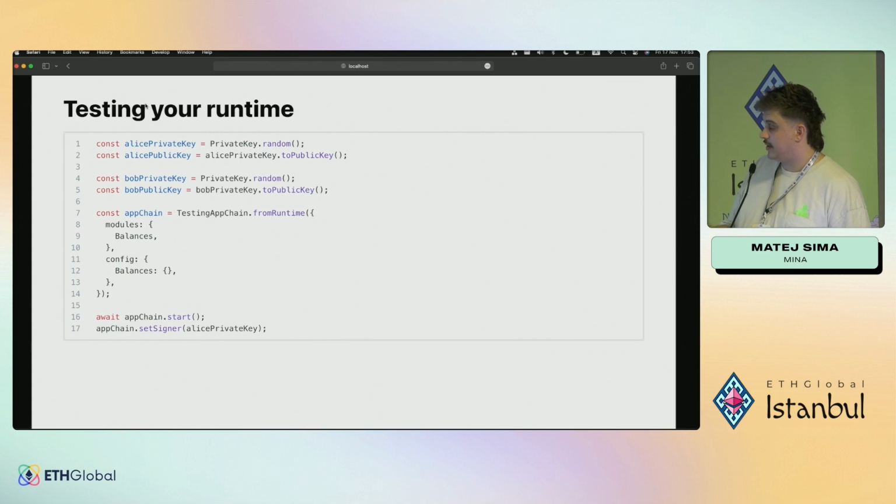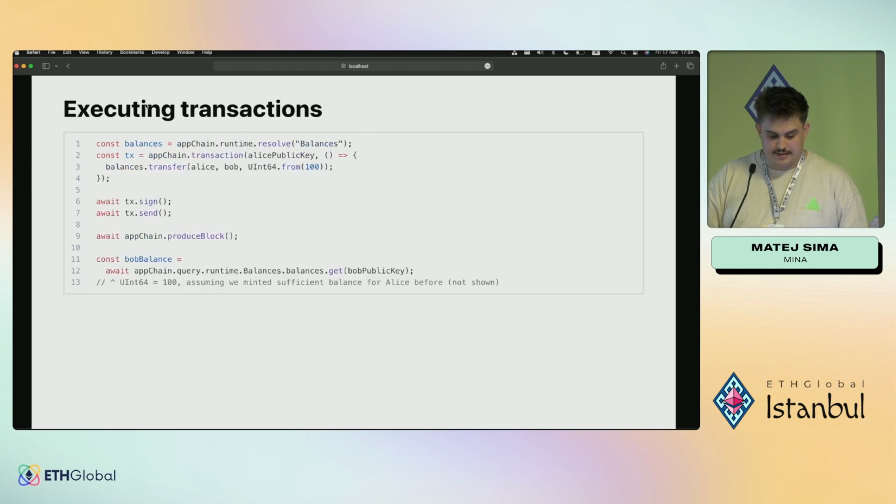Testing your zk rollup is also super simple. We offer something called the starter kit, which I've already mentioned. You basically have to create your testing app chain from a runtime object, so pass in your balances class, start the app chain, and continue writing your tests. In the tests, you would have to execute the transaction, so the API is nearly identical to what you can expect from the L1 smart contracts. That was actually one of the design goals, to take all of the smart contract developers from the L1 and allow them to transition to zk rollups with no learning curve.